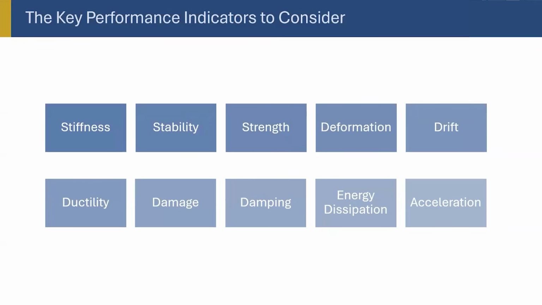So drift, then comes ductility and damage together. So we have to have enough ductility, least damage. You remember sometimes damage and ductility are going together. Sometimes we allow damage to have ductility, right? So these will be very important for us, especially for earthquake.